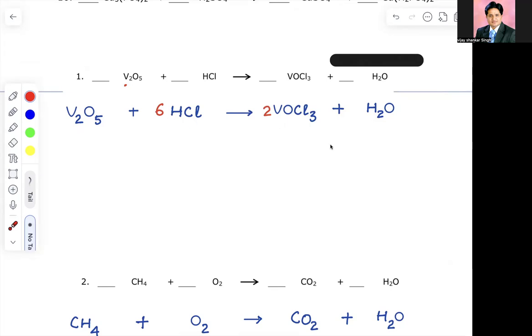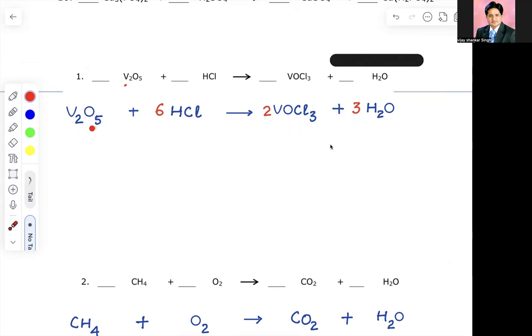Now H, the hydrogen atom. There are 6 atoms of hydrogen here, and there are only 2 atoms of hydrogen here. So we can balance our hydrogen. If I multiply 3 here, that will give me 6 atoms of hydrogen on the reactant side, 6 atoms of chlorine on the reactant side, and we have 6 atoms of chlorine on the product side. Let's look at oxygen.